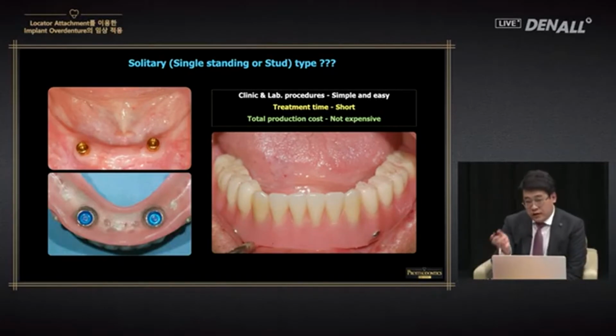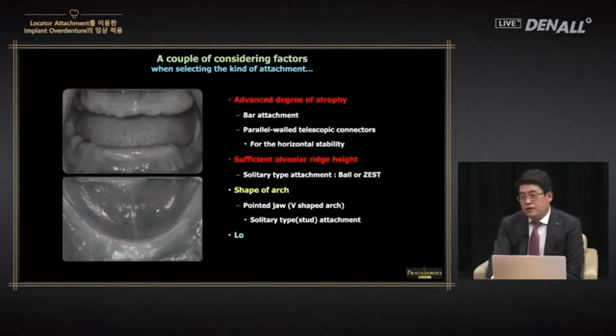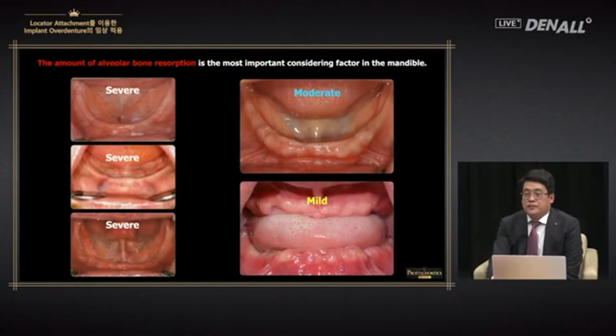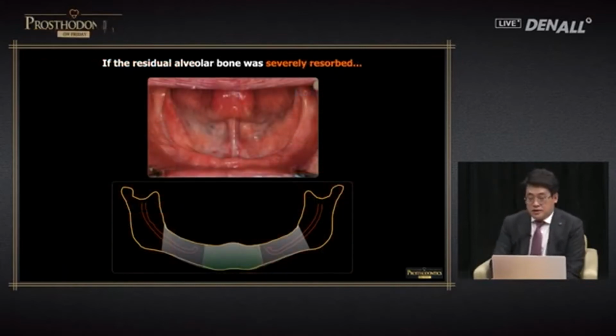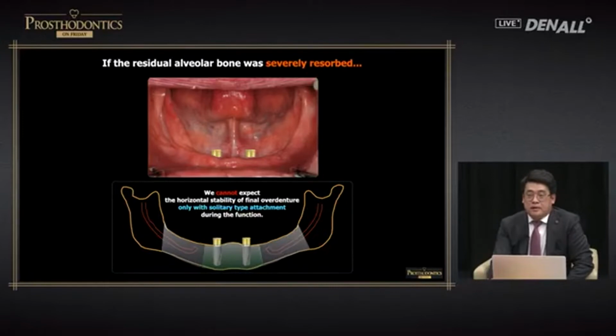When I determine the type of attachment that I'm going to use for the treatment, there are multiple factors that I consider, but I want to emphasize one. The experience of a dentist is very important, but more so than that is the level of alveolar bone resorption. There can be mild, moderate, or severe alveolar bone resorption. In the case of severe alveolar bone resorption, if you choose the solitary type just because it has a simpler lab and clinical process, then you cannot give horizontal stability to the denture.